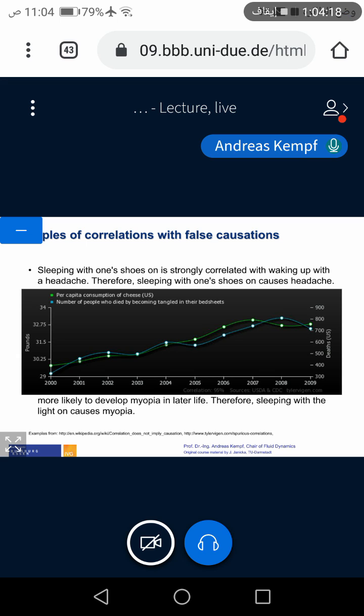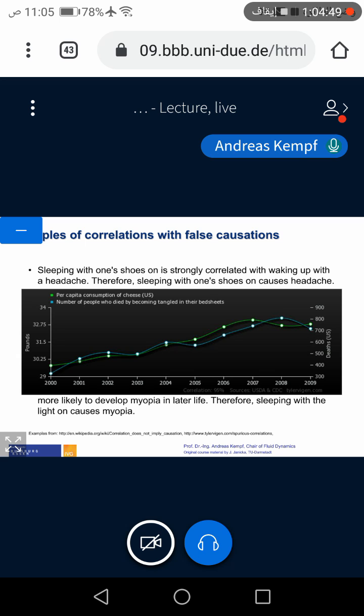And here's another example as a plot. Somebody found these beautiful correlations that are not linked to any causation. Here is US statistics per capita consumption of cheese. So how much cheese do typical Americans eat per year in pounds? And you also see the unfortunate number of deaths of people who died by being tangled in their bed sheets. So by getting lost on their bed and not being able to breathe. Actually a very sad quantity.